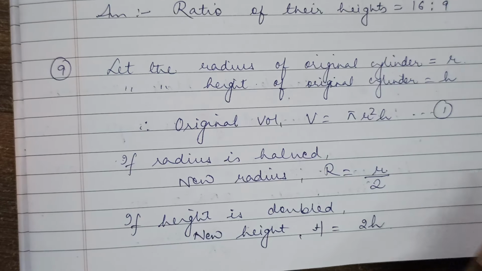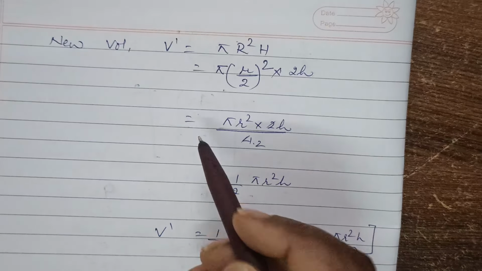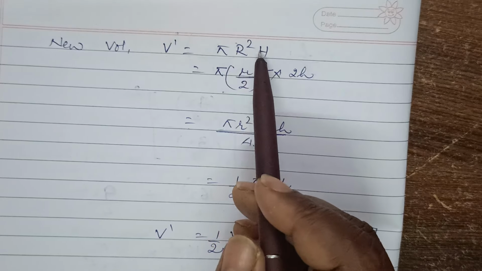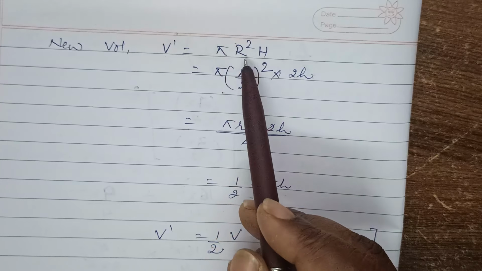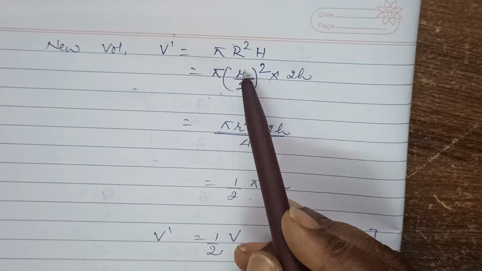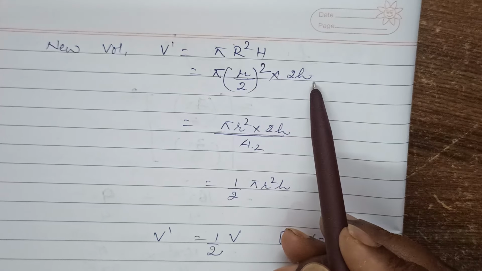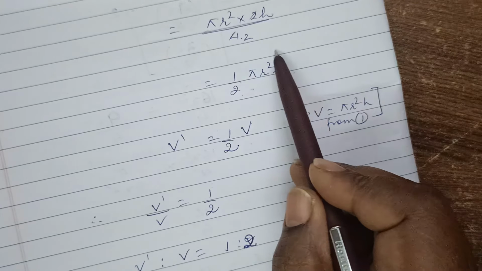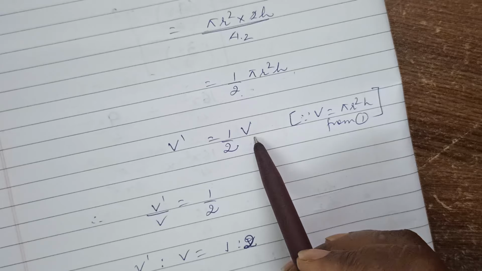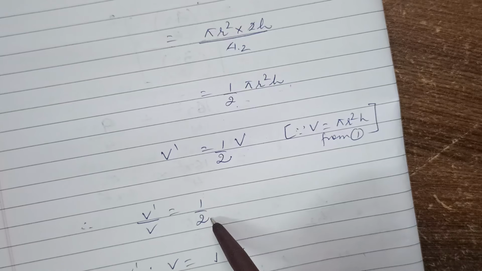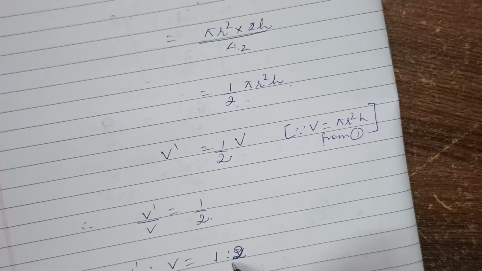So what will be the new volume? The new volume, let us denote it by V dash, is equal to pi capital R square into capital H. Whenever we have to compare, children, we always use the same terms, okay? So it will be r by 2 whole square and capital H is equal to 2h. So just put the values. When you solve it, you will get 1 by 2 pi r square h. Now what is this pi r square h? This is equal to the original volume V, isn't it? So V dash is equal to half V, or V dash by V is equal to 1 by 2, or V dash is to V is equal to 1 is to 2.